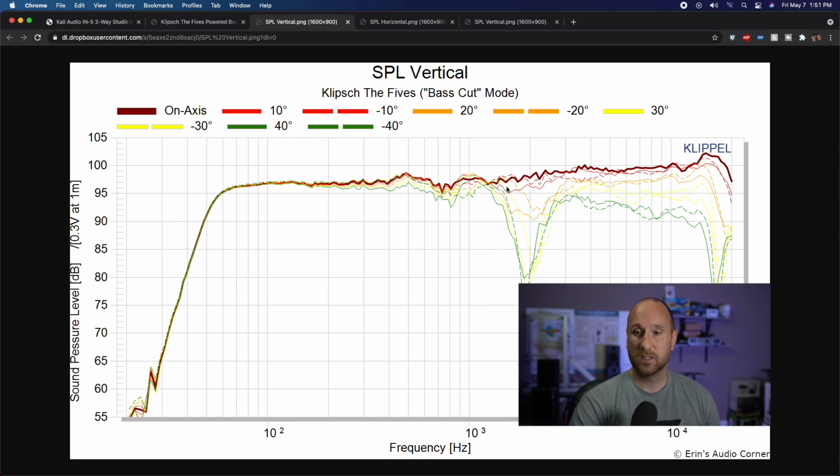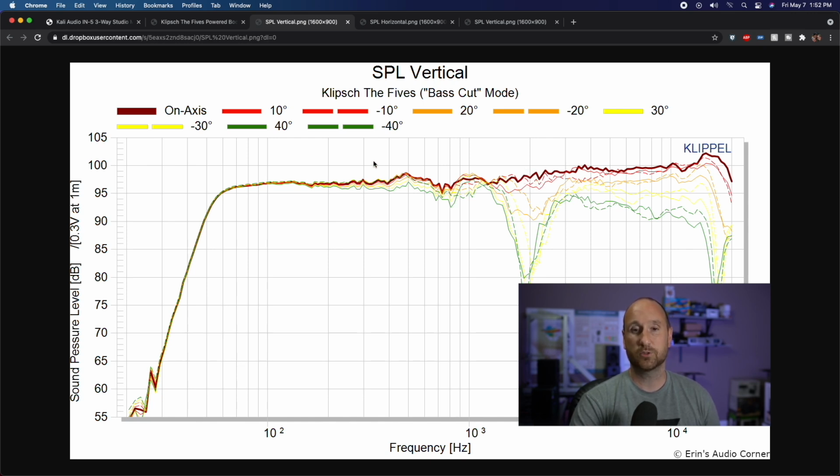Looking at just the solid red line, we can see that there is a difference in the solid red line versus the dark maroon line at the crossover region, which is around the 1 kilohertz to 3 kilohertz area, focused mainly on the 2 kilohertz area. But then outside of that, they line up pretty well. However, going below the tweeter about 10 degrees, the dashed red line is closer in response to the on axis.